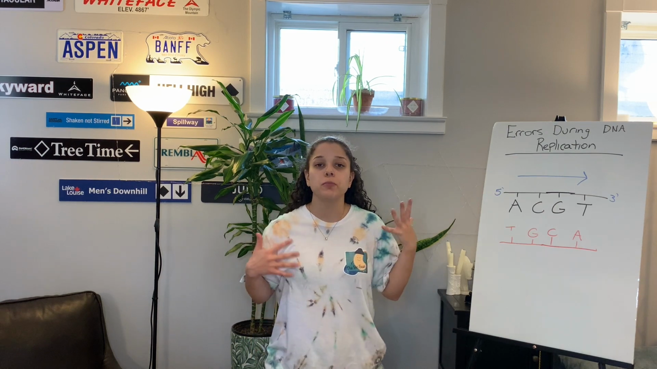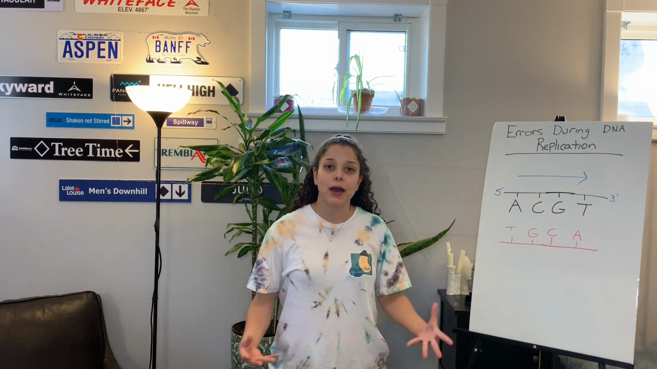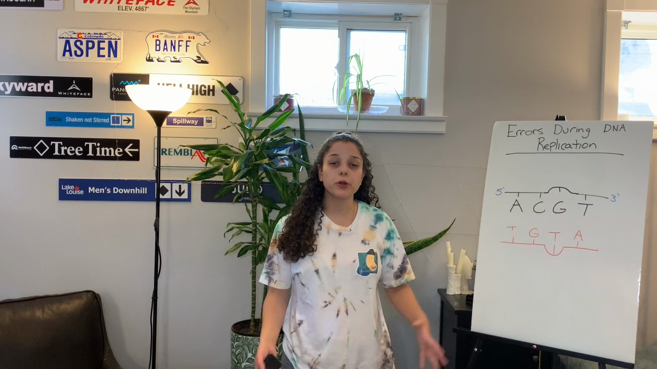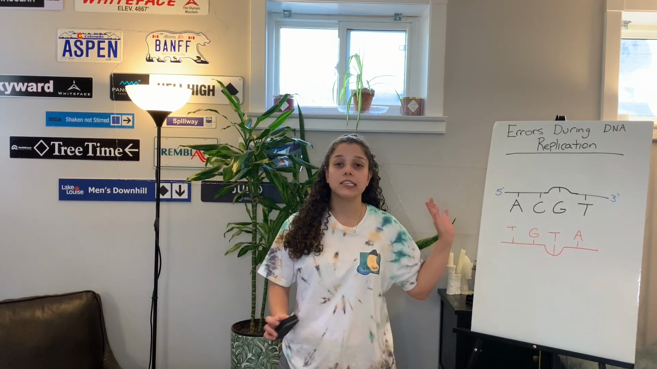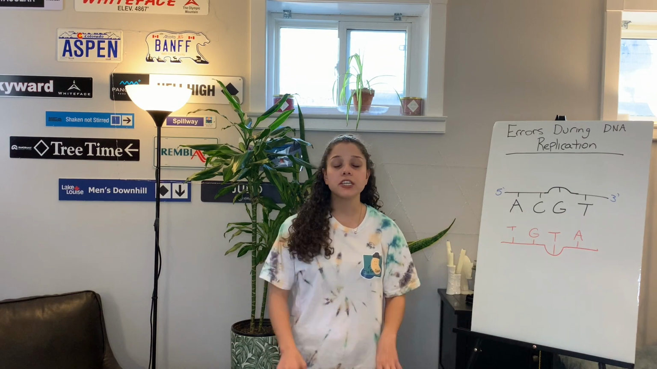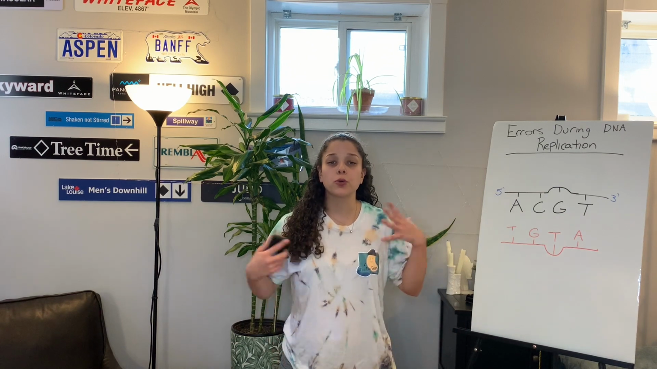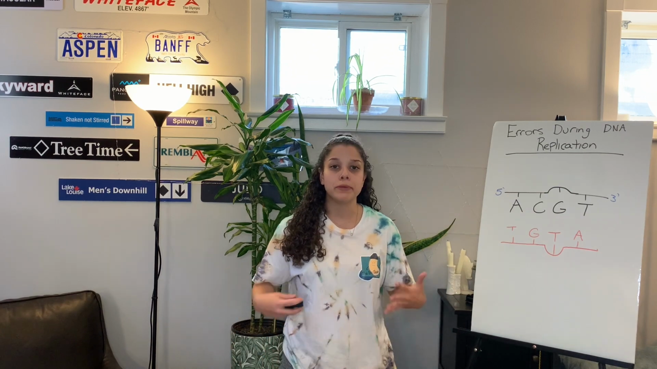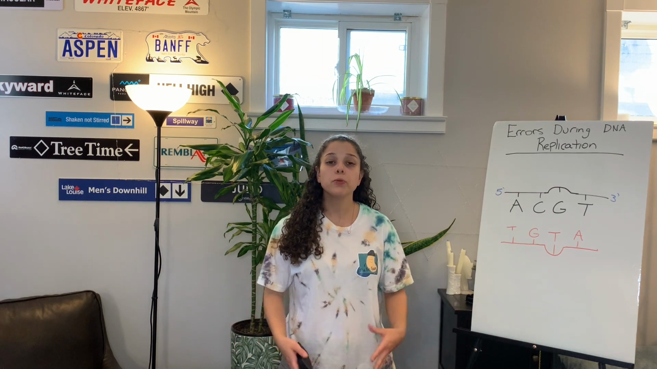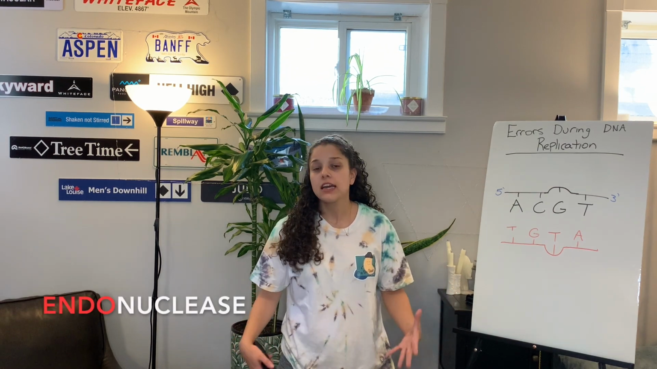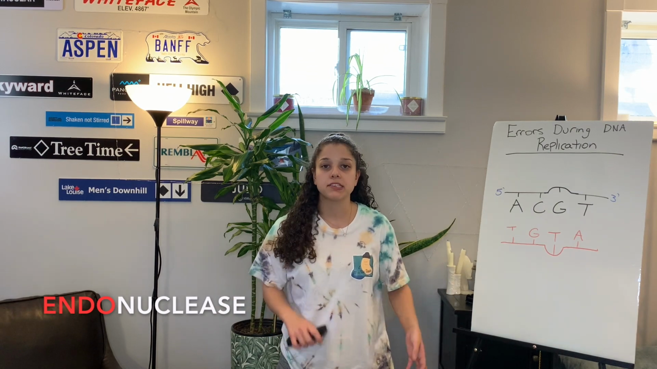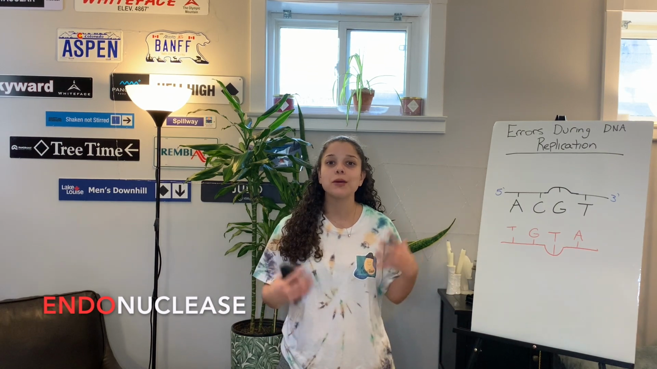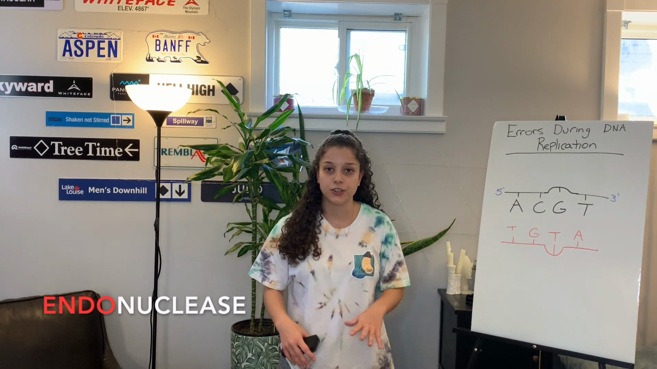But what happens if polymerase misses that mismatch? So if the polymerase does not detect the mismatch as it's doing the replication and it continues to move along, then there is a particular mechanism to correct this mismatch, and this is called mismatch repair. So this employs endonucleases to cut within the middle of the DNA strand to remove the base that is not correctly paired with the template strand.